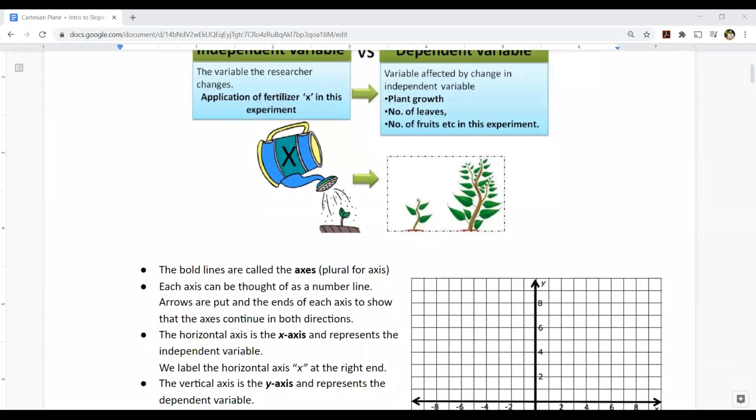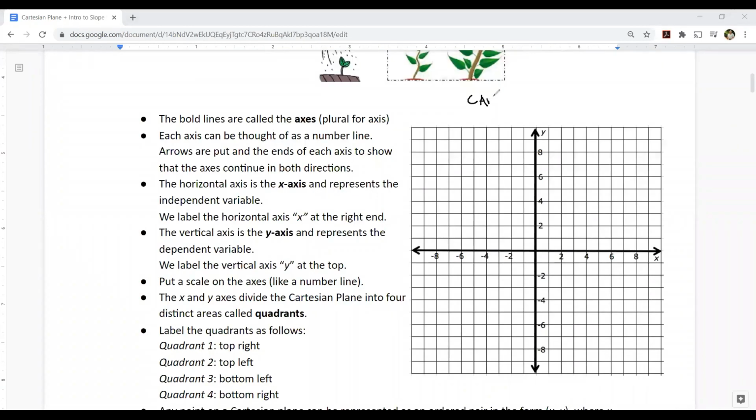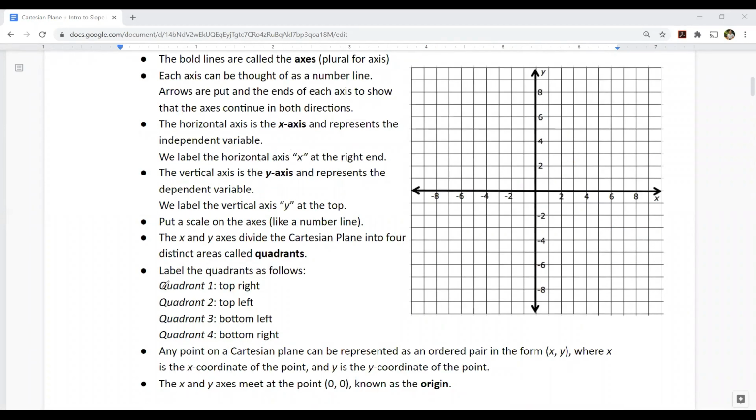Another important term to remember is a Cartesian plane, which refers to this grid that we have on the bottom. A Cartesian plane, or a coordinate grid, is a two-dimensional, four-quadrant grid. The bold lines are the x and y axes. The horizontal axis, or the one that goes from left to right, is known as the x-axis, and that represents the independent variable. The vertical axis, or the one that goes from top to bottom, is the y-axis, and this represents the dependent variable.